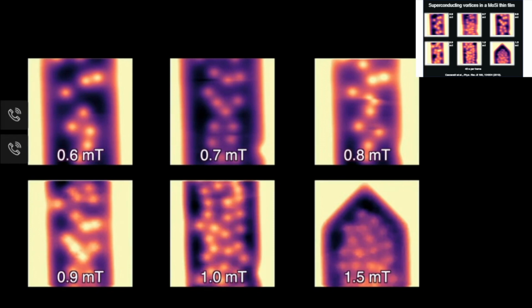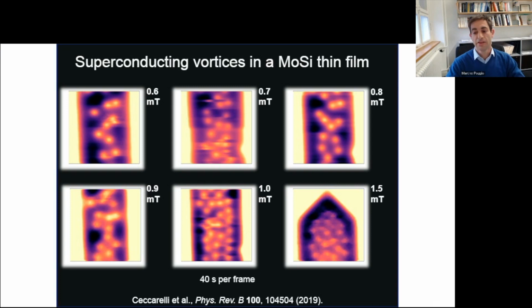And you can see here in these movies very clearly that the SQUID allows you to see the dynamics of these vortices and even to see the strength of the pinning sites and how defects affect these pinning sites.